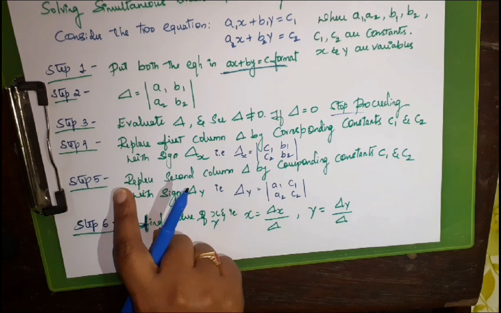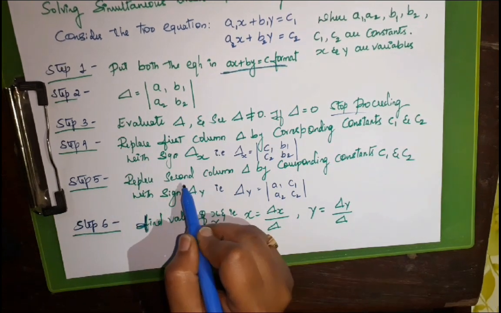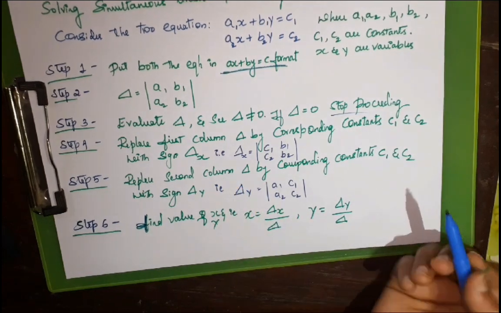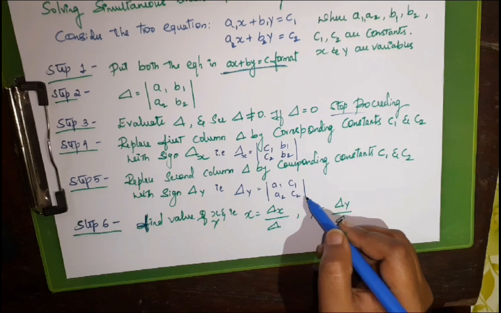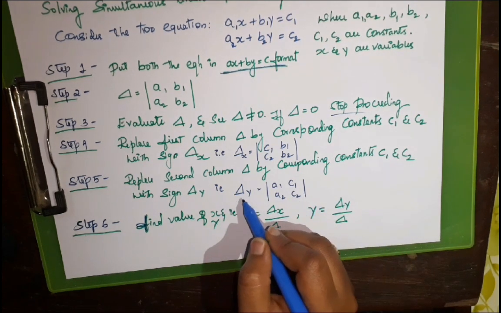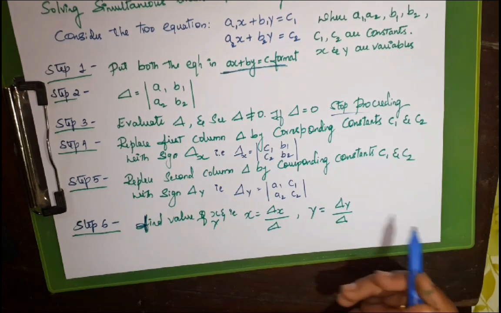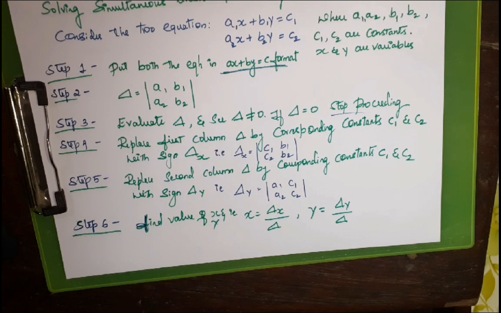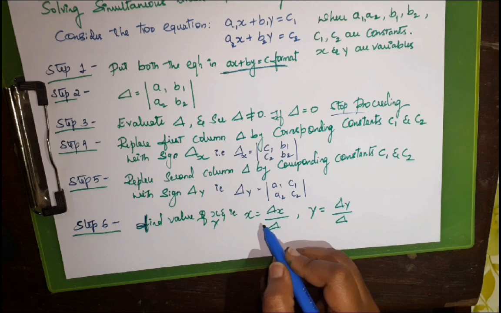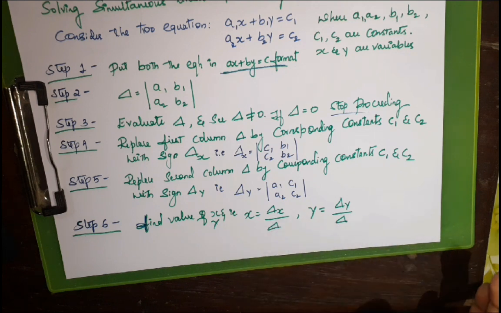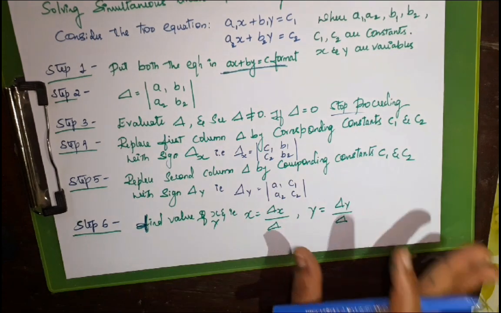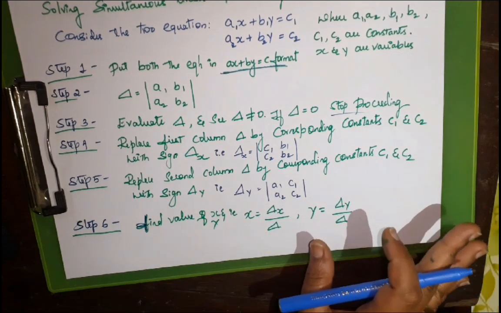Next we have step 5. There we replace the second column by the constants. The first column will be as it is, and the second column will be the constants c1, c2. That is termed delta y. Lastly we find the values of the variables x and y. The formula is x equals delta x by delta and y equals delta y by delta. This is the process to solve the sum under Cramer's rule.